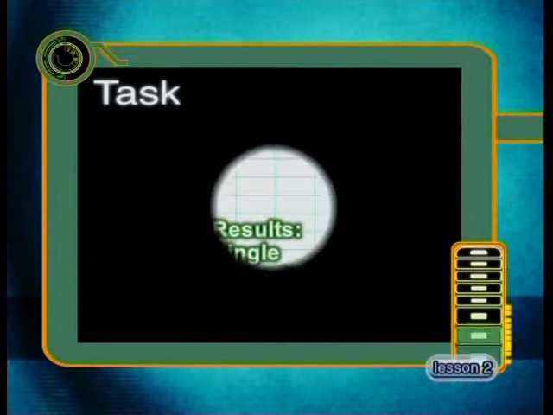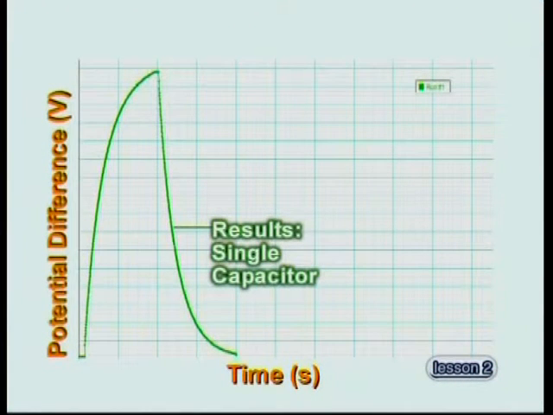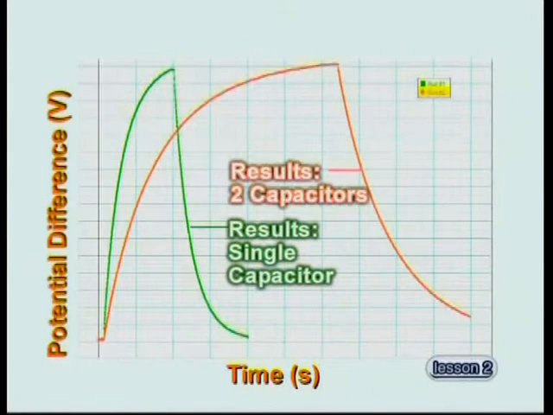For your task today, I want you to investigate how connecting more than one capacitor in a circuit affects the overall potential difference across the circuit. A single 100 microfarad capacitor produced the following potential difference time graph. And the second line shows what happened when two identical capacitors were connected in parallel. What conclusions can you make about the effect of combining capacitors in parallel from these results?